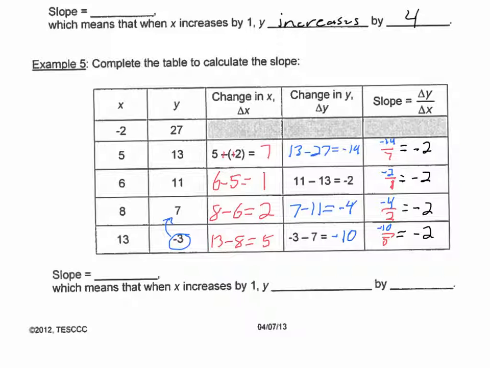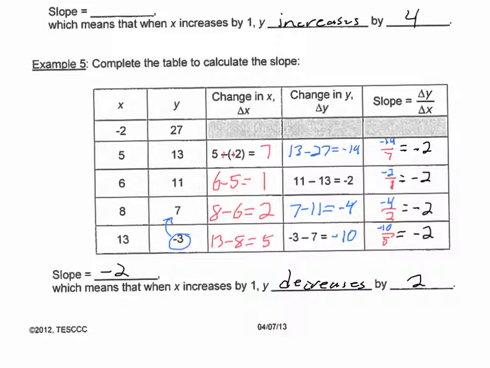Well, what does it mean to have a slope of negative 2? Our slope equals negative 2. What does that mean? Well, if you look at this ratio that we came up with, where we had negative 2 over 1, this means that when x increases by 1, my y is a negative 2. So my y is decreasing, or decreases. My y decreases by 2.